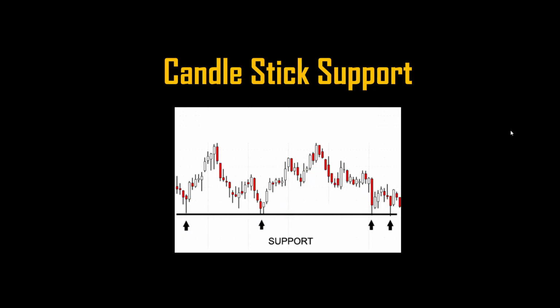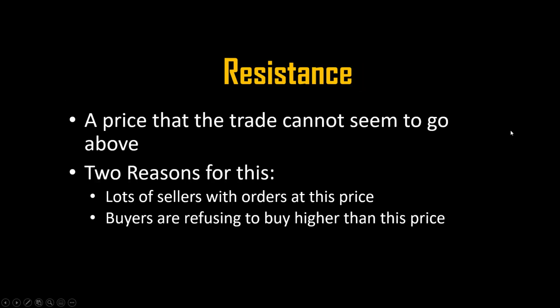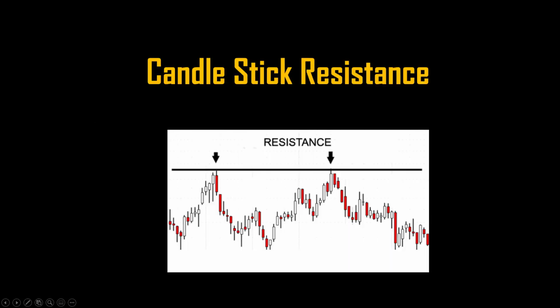But there's an opposite of that, and that's called resistance, right? Resistance is a price that the trade cannot seem to go above. The two reasons for this: lots of sellers with orders at this price, or buyers that are refusing to buy higher at this price.